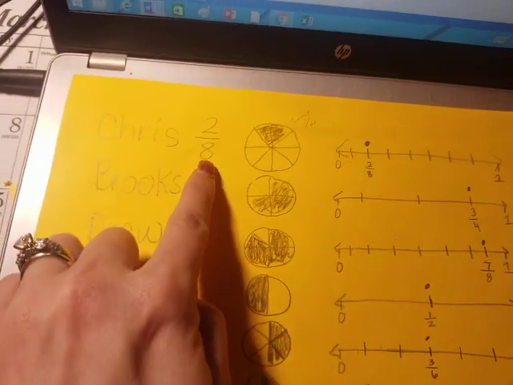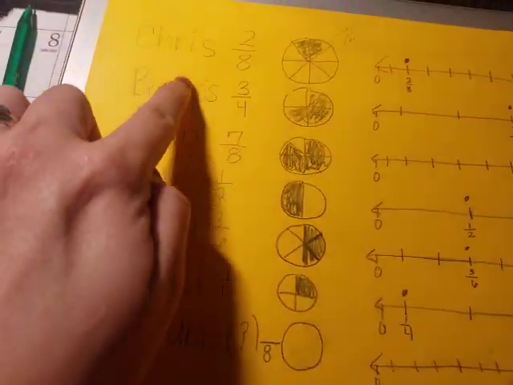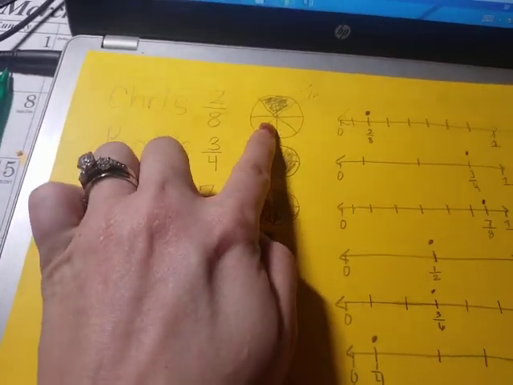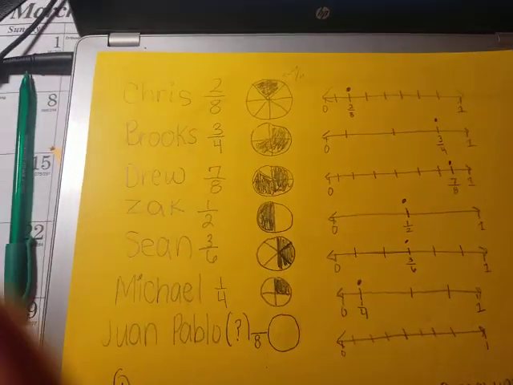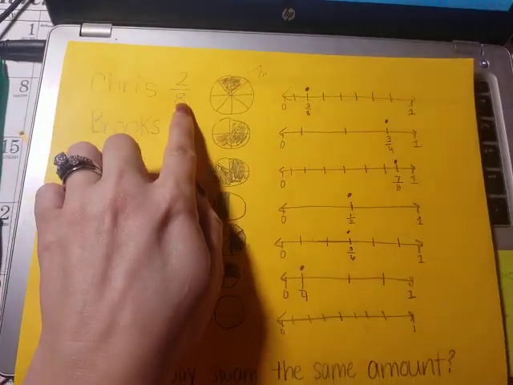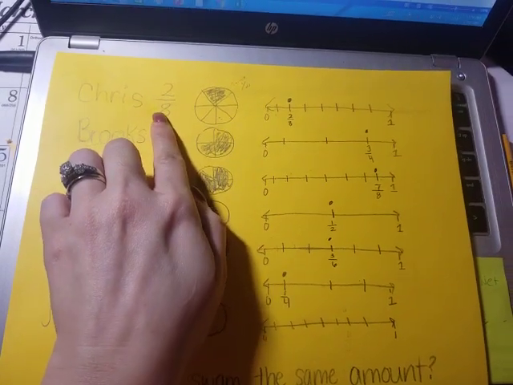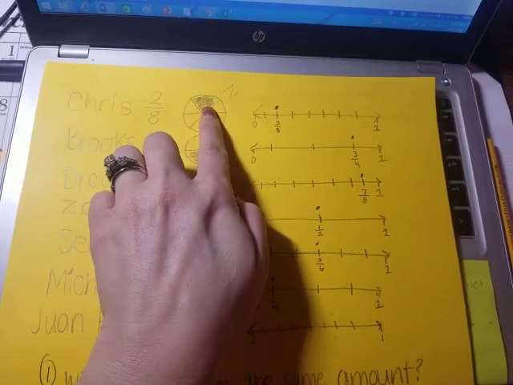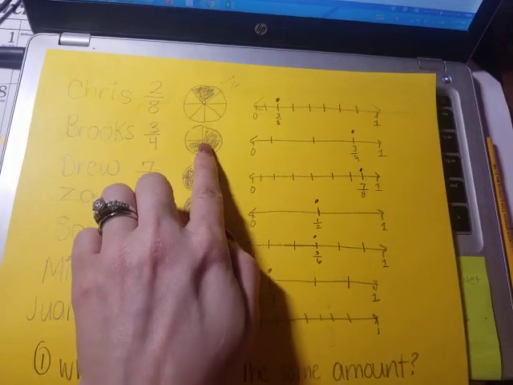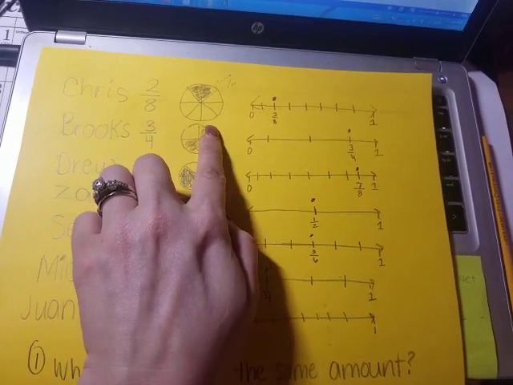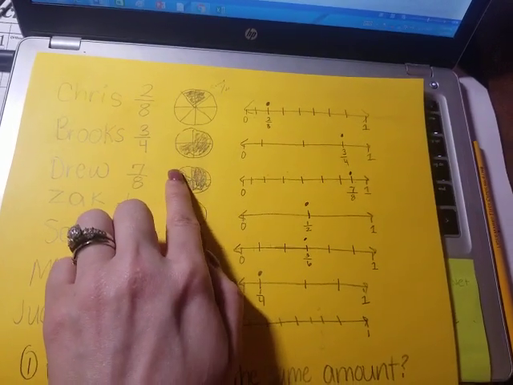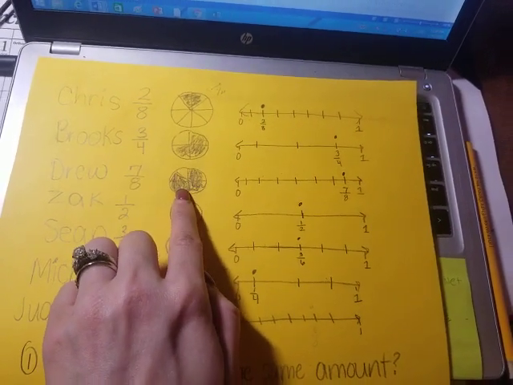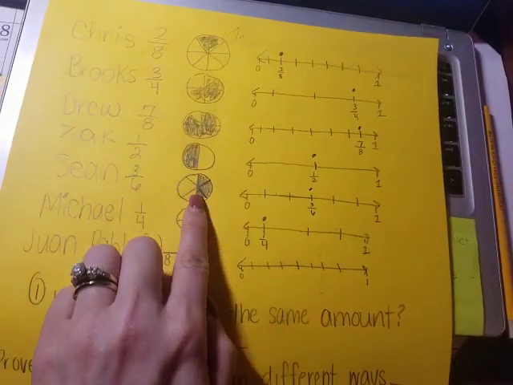So Chris 2/8, Brooks 3/4. So I would write the fractions. Then what I would do is line them up and draw the circles and make them big enough so you cut them correctly. So for example, Chris, I cut into 8ths and then I colored in 2. Then I drew 4ths and I colored in 3/4 for Brooks. For Drew, 7/8, I cut in 8ths and I colored in 7. For Zach, I cut in half, colored in 1/2.